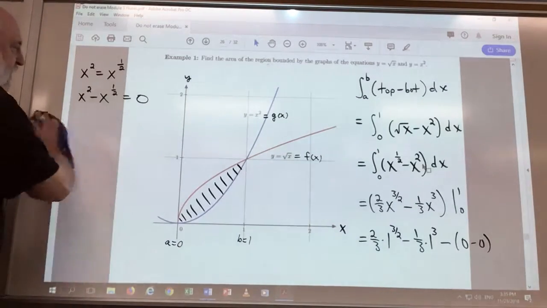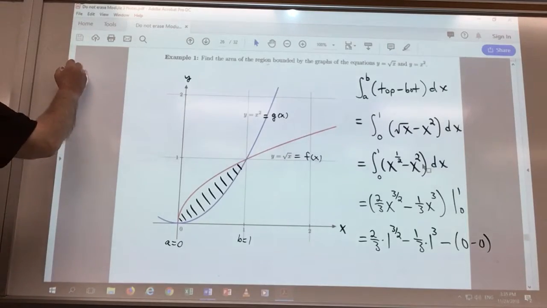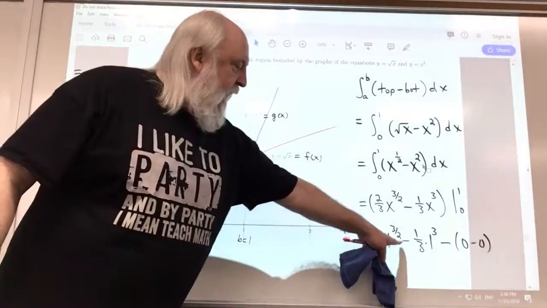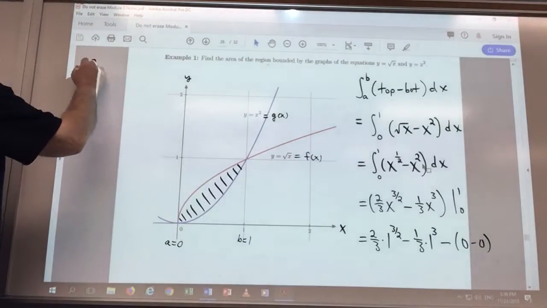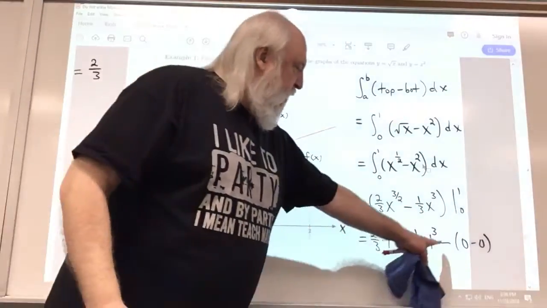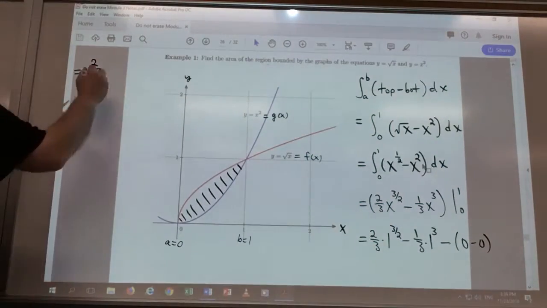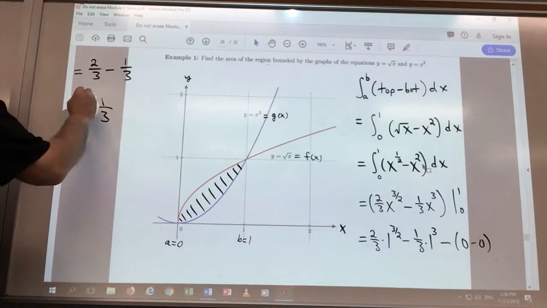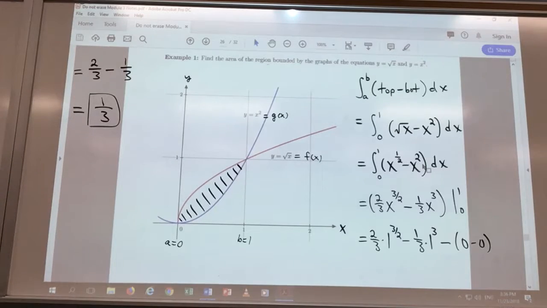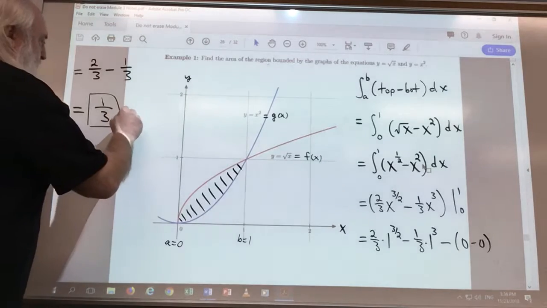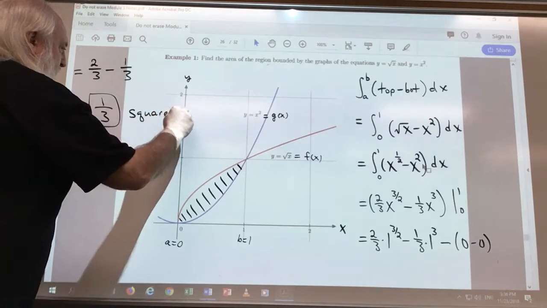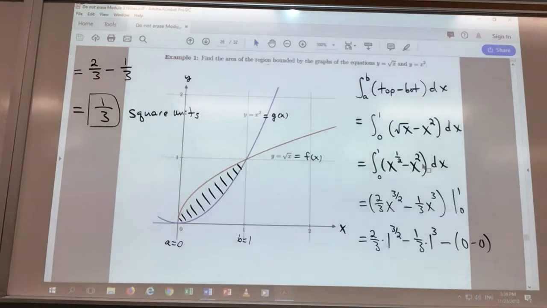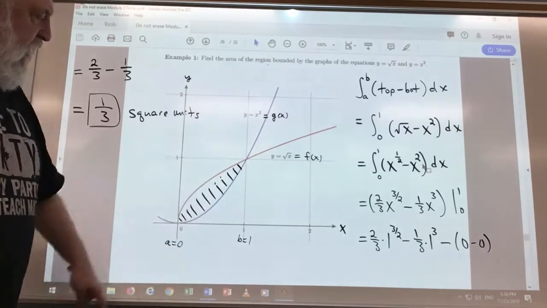Now you have to do that arithmetic. 1 to the 3/2 is 1, so we just end up with 2/3 in that first term. And then 1 cubed is 1, and 1/3 times 1 is 1/3. So we have 2/3 minus 1/3, and 2/3 minus 1/3 is 1/3. So the area, the black shaded area, is 1/3 square units. We're not given the units, but you know that area is in units squared. And we're done. That is the size of this shaded area in black.